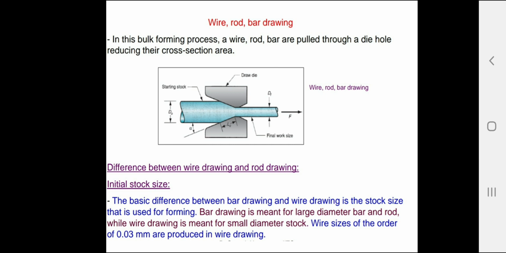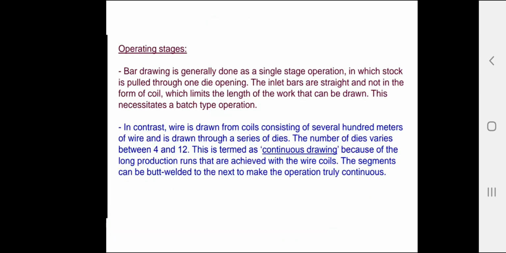So what is wire drawing and what is rod drawing? The basic difference between bar drawing and wire drawing is the stock size that is used for forming. Bar drawing is meant for large diameter rod, while wire drawing is meant for small diameter stock. Wire sizes of the order of 0.03 mm are produced in wire drawing, means smaller diameter, while a rod or bar is a larger size.